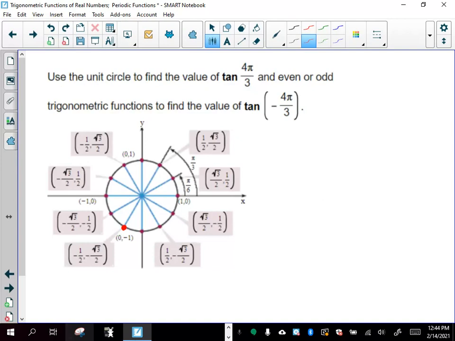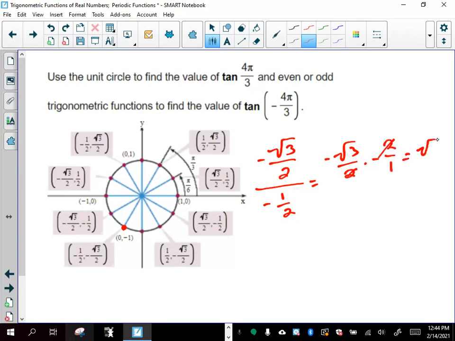And so we know that tangent is sine over cosine. So I have my sine over my cosine. So that's negative square root of 3 over 2 times negative 2 over 1. So that gives me square root of 3. So that means my tangent of 4 pi over 3 is the square root of 3.